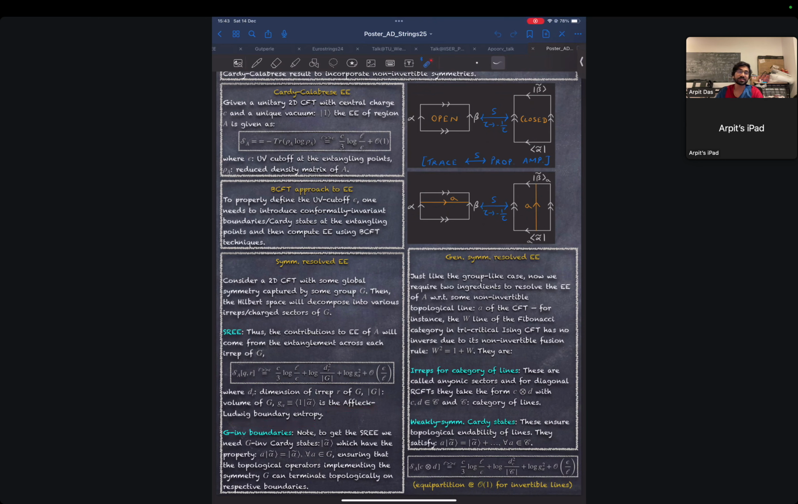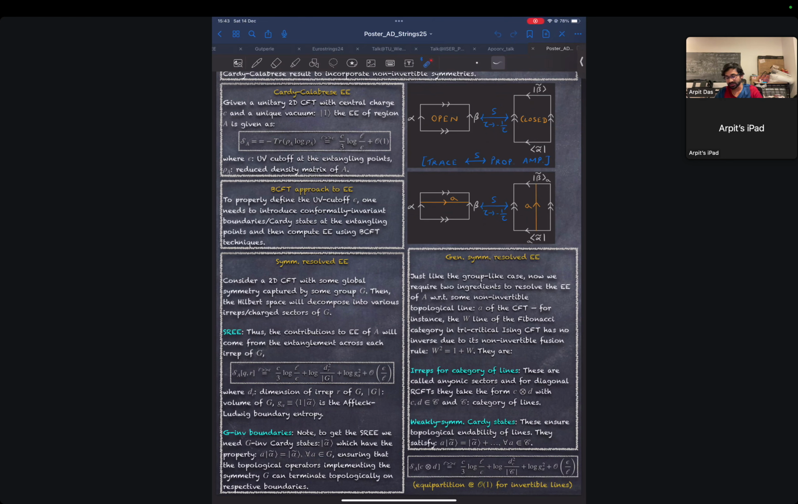Then the question is, what happens if you have such a line which is now non-invertible? Previously, in the group-like case, this was invertible. One such example is the tricritical Ising CFT, and if you look at a subcategory of it called the Fibonacci category, there's a W line whose fusion algebra reads W squared is 1 plus W, and hence it's non-invertible. So we need two ingredients, just like the group-like case.